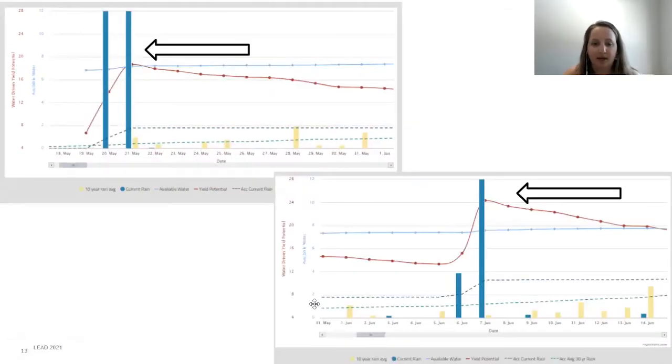Bottom graph down here, we're end of May to the middle of June. So a rainfall event June 7th, increase in the water-driven yield potential, and again, not much of an increase in our crop available water, still probably indicating that our soil is sitting pretty full. Another thing to notice here early in the season is that our current accumulated rainfall is actually quite a bit above the 30-year accumulated. So we know that we're sitting pretty good when it comes to amount of rainfall already received in this field.